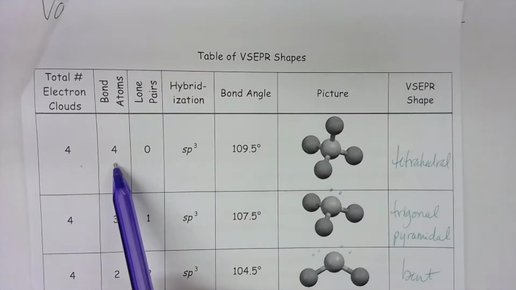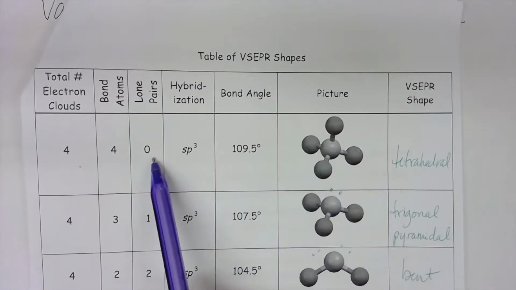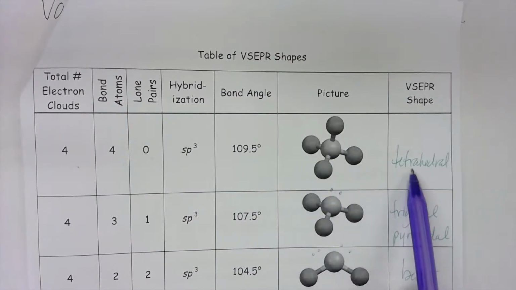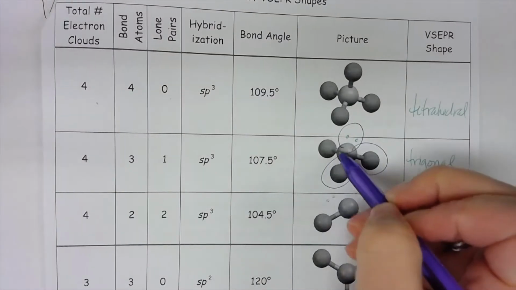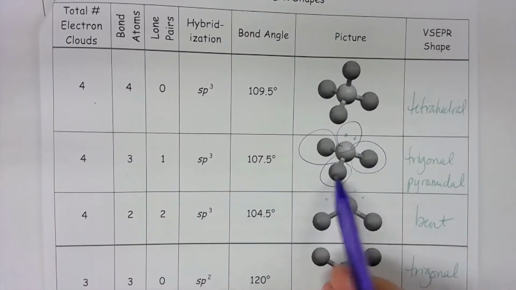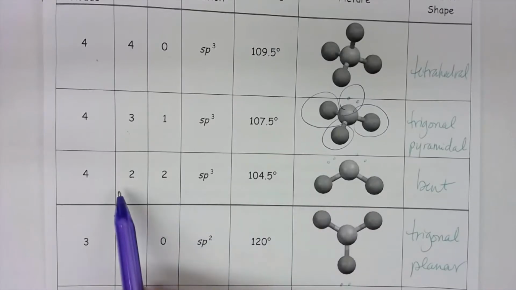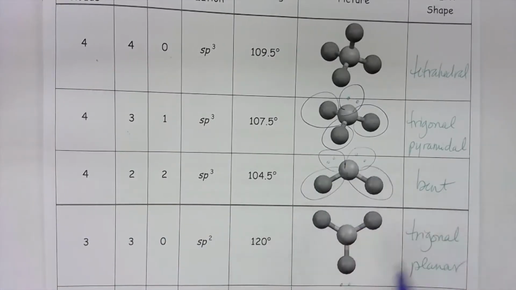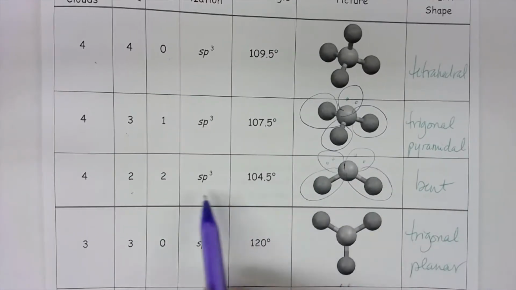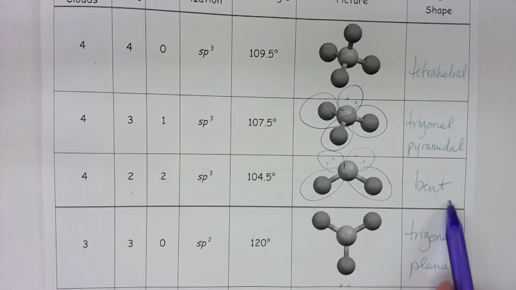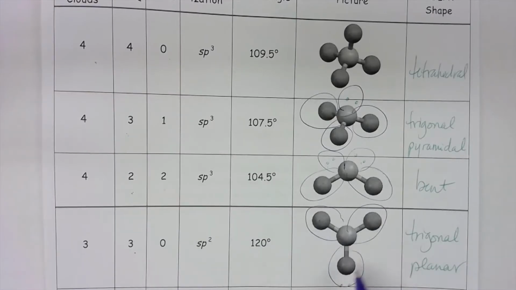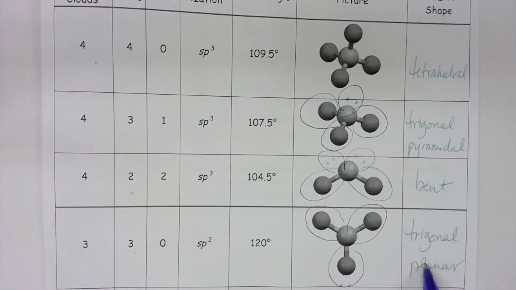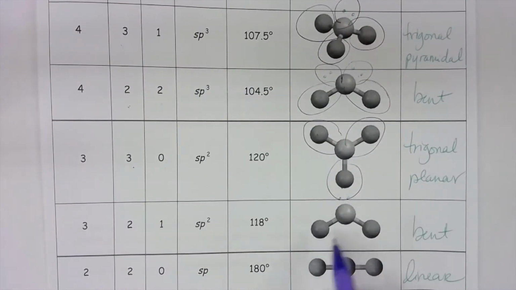To figure that out, you count the number of electron clouds, bond atoms, lone pairs, and then you'll discover what shape it is. For trigonal pyramidal, there's 4 electron clouds, 1 lone pair. For a bent, could be 2 lone pairs, 2 atoms on the central atom, and then it's bent shape. In trigonal planar, no lone pairs on the central atom, 3 electron clouds, then you get 1 plane trigonal.